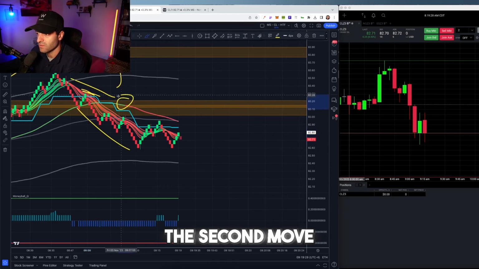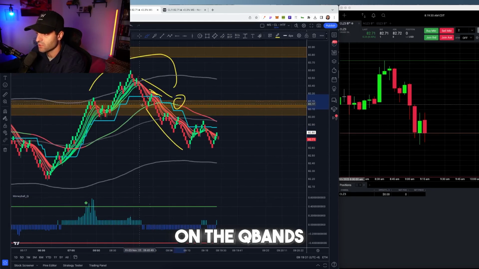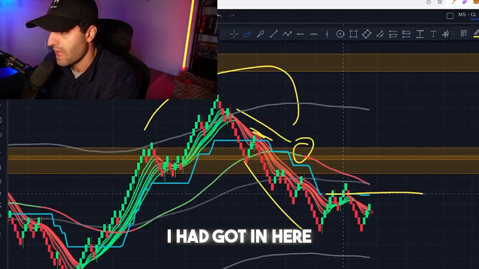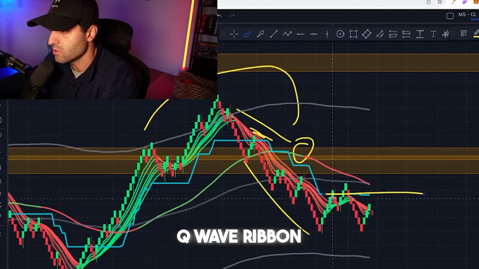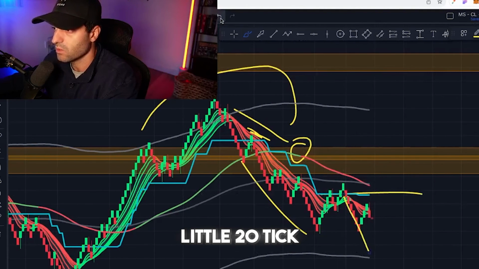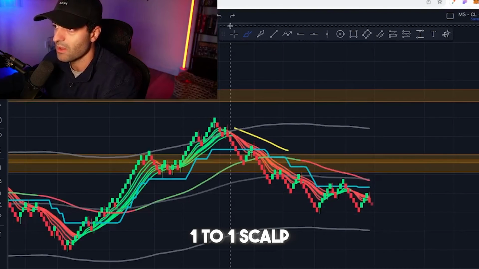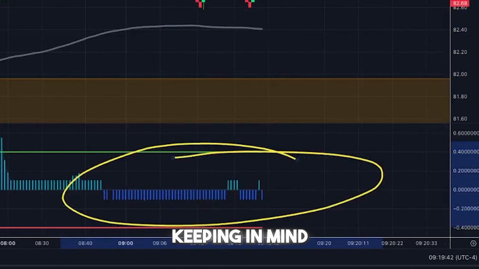And then the second move, got a flip here on the Q bands trend line. I had gotten in here at another retest of the Q wave ribbon for a quick little 20 tick 1-to-1 scalp, and obviously keeping in mind the money ball.